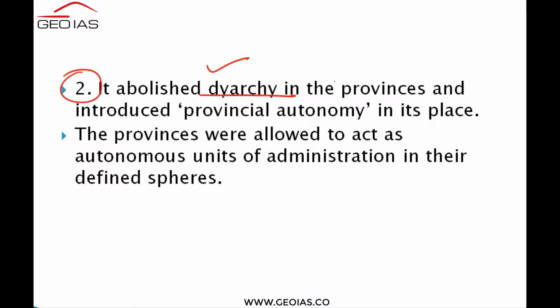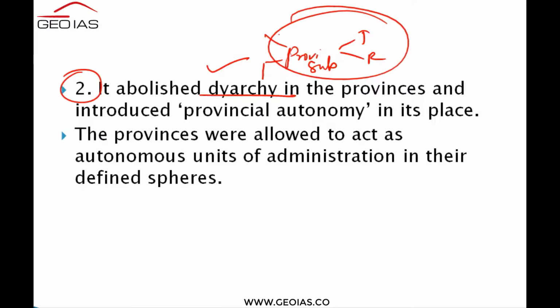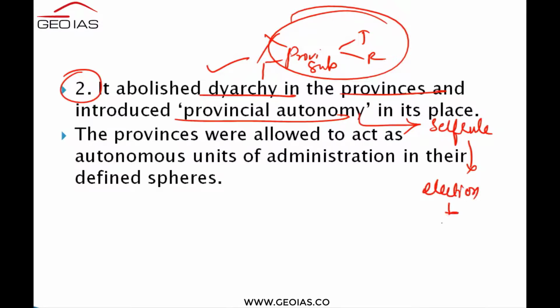Diarchy means the subjects of the provinces were divided into two, transferred and reserved subjects, as I said earlier in the earlier acts. So this diarchy was abolished in the provinces, and provinces were given autonomy. Autonomy means self-rule. So direct elections were held. Whoever won in these elections formed the government, and this government is responsible to the legislature.